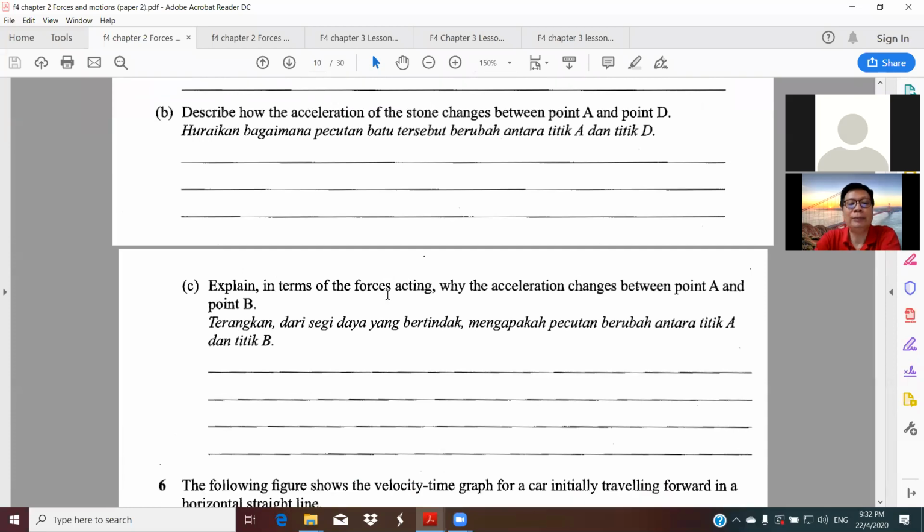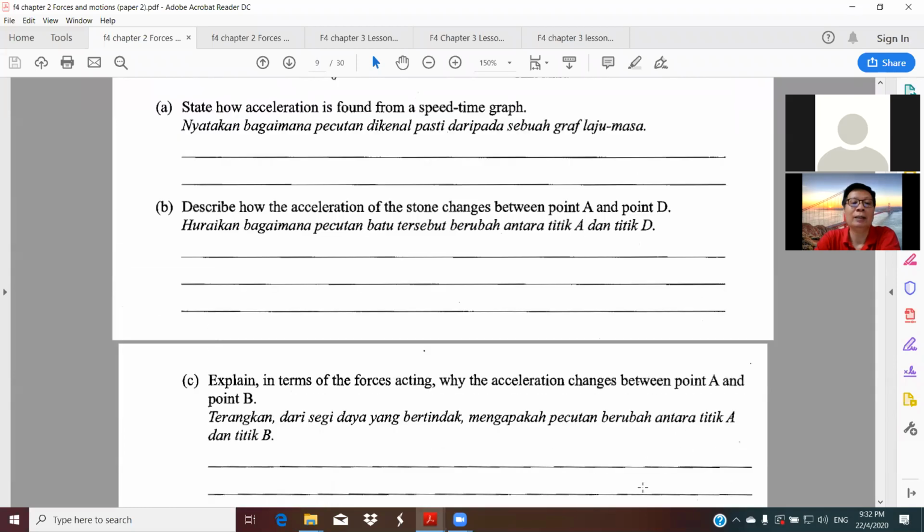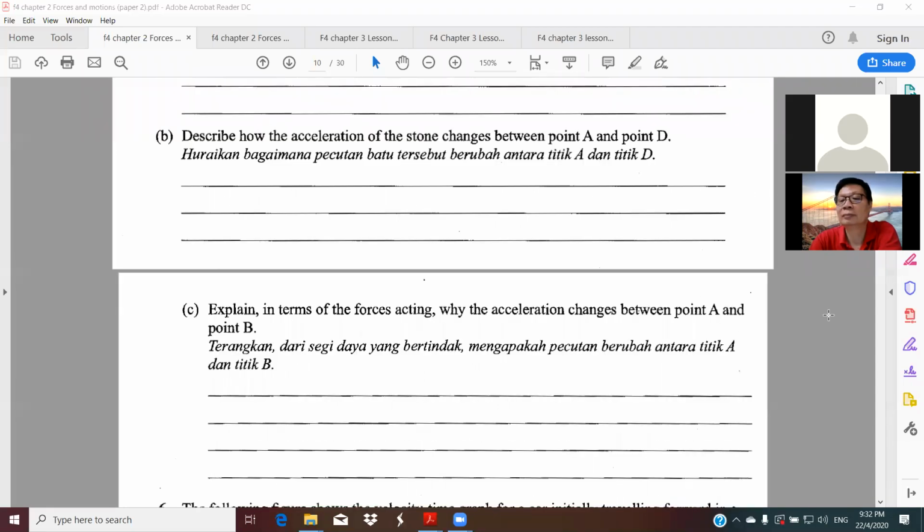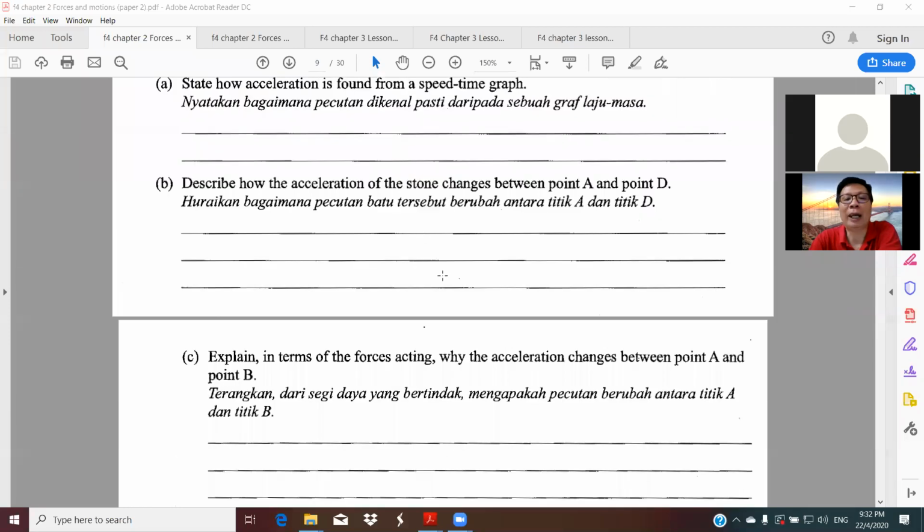Explain in terms of forces acting why the acceleration changes between A and B. I told you already, right? Why does the acceleration change? Forces acting means more than one. What are the two forces? When the stone is moving down inside the water, what are the forces? One is water resistance. One more is what? One more is Kian Leong. Can you answer my question?